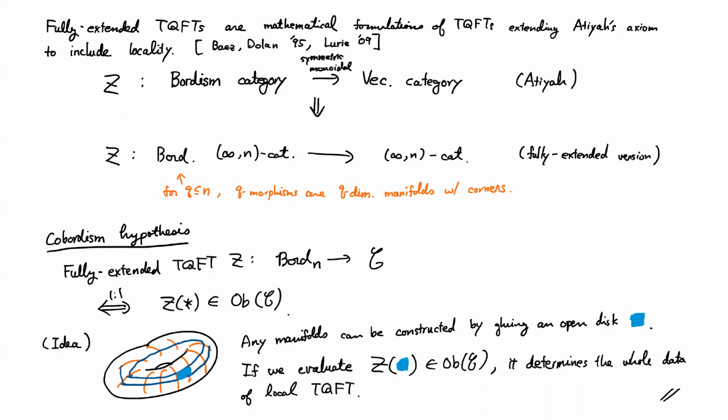And since a higher category allows us to glue them in a non-trivial way, if you evaluate just the partition function on this small neighborhood of a point, that takes a value in the fully dualizable object of the target category. Then, having this information, the whole data of the TQFT can be just reconstructed by gluing them. So all the non-trivial data of the TQFT is now summarized into this local data. In that way, the fully extended version of TQFT realizes topological quantum field theory in a quite local way.